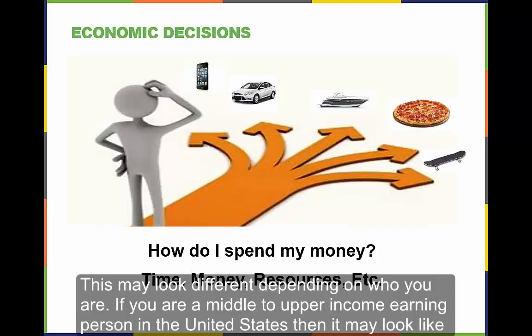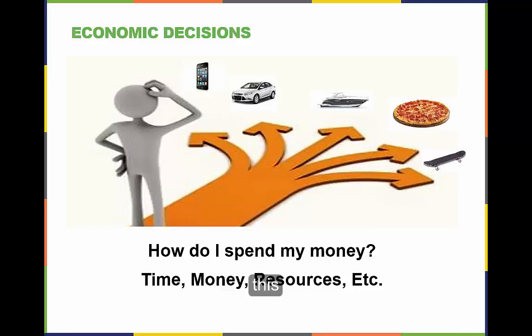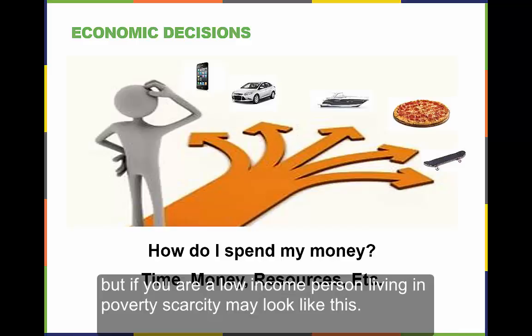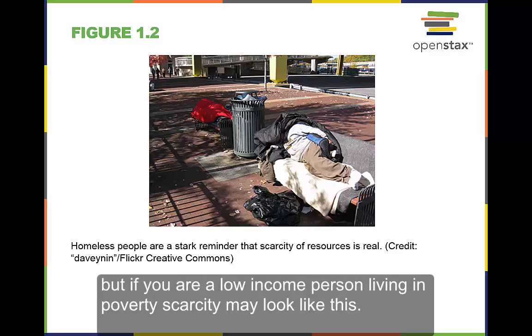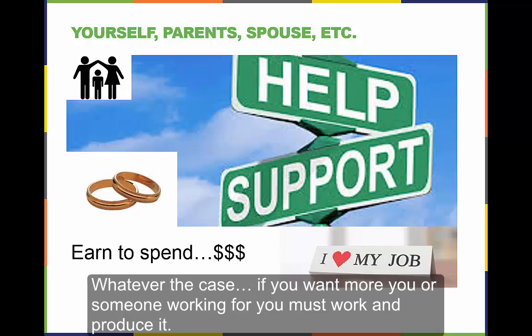This may look different depending on who you are. If you are a middle or upper income earning person in the United States, then it may look like this. But if you are a low income person living in poverty, scarcity may look like this. Whatever the case, if you want more, you or someone working for you must work and produce it.